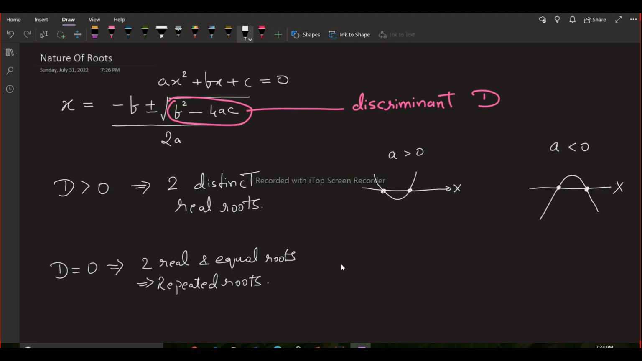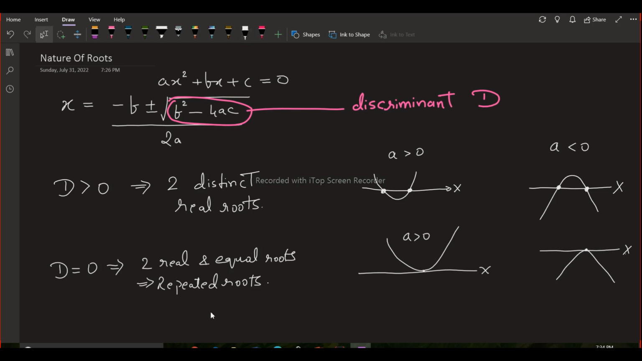So how will the graph look like? The graph will be something like this. This is your x-axis, and the graph will just touch the x-axis and go. So this x-axis will actually act as a tangent. This will be the root, and this is just one root. So actually these are repeated roots, so we call it two real and equal roots. Here obviously a is greater than 0, and if a is less than 0, this will be this way. This is your x-axis. This is the root.